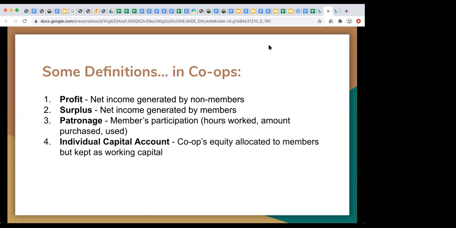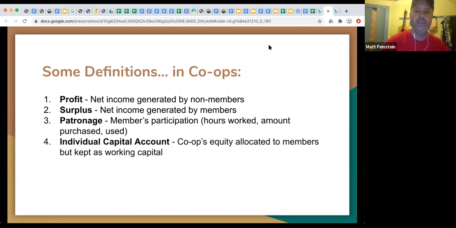And then when we talk about individual capital accounts, this is the co-op's equity that's allocated to an individual, to a member, but it's kept as working capital. And this is a great thing that co-ops, worker co-ops especially, offer: the opportunity to not be taxed twice, but to be able to hold some of the capital that you've created as working capital in your co-op, but have it be a wealth generating mechanism for your members.